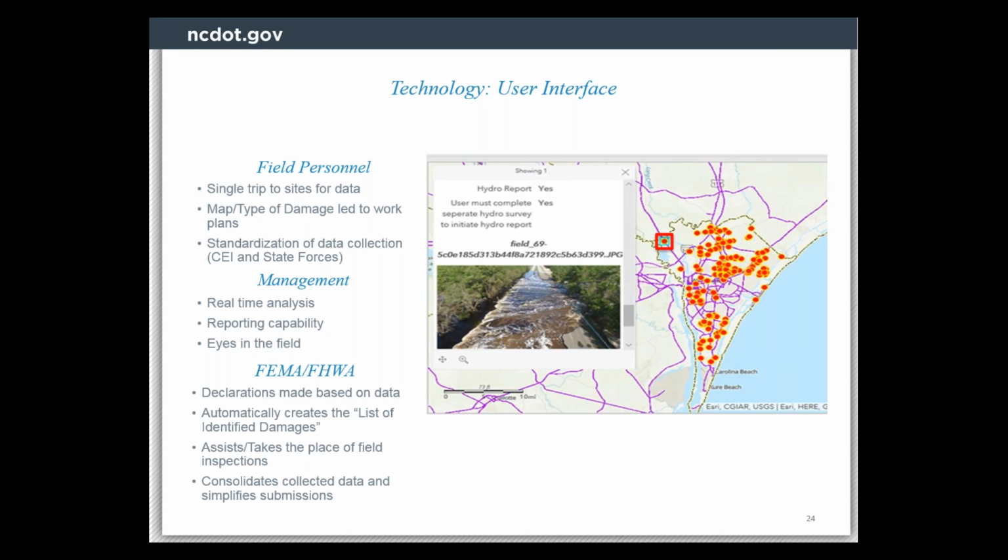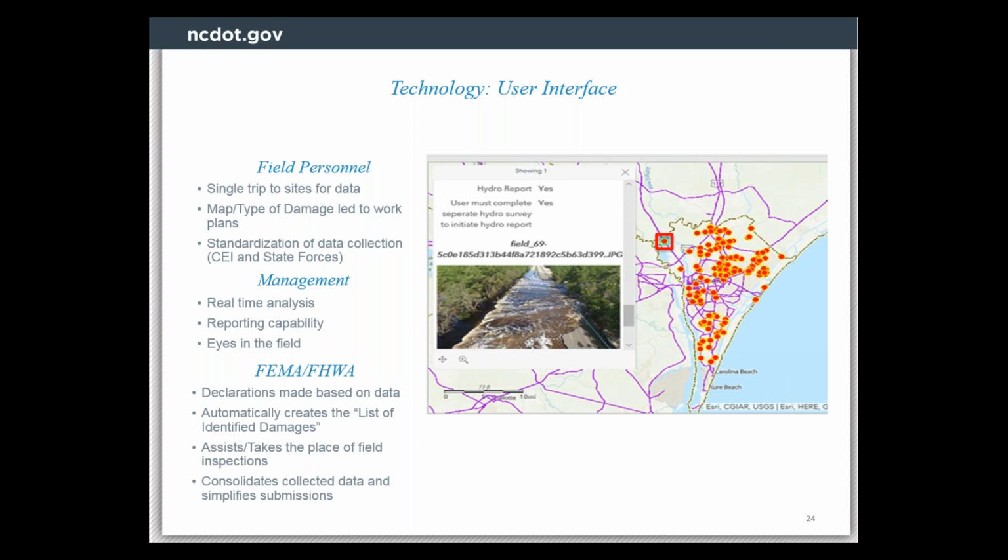The other thing that it did for us is it really standardized data collection across our state, not just with our state forces, but with our CEI inspectors and our private engineering firms. It made everyone report the data in the same way.